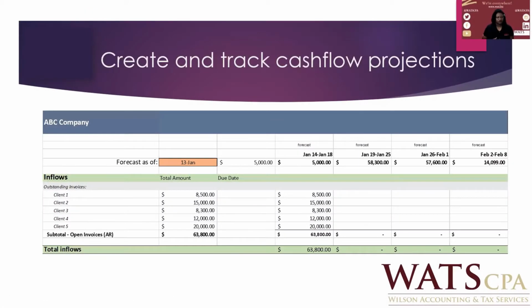So an example of a very simplified cash flow projection, we're looking here at just the inflows. In this example, ABC Company is forecasting as of January 13th, and we have a $5,000 beginning cash balance. In this example, it's a weekly cash flow. So you'll see January 14th through the 18th, the 19th through the 25th, and so on. For the next 4 weeks, we're looking at collecting $63,000 from 5 clients during the week of January 14th through the 18th, and then no cash collections for the next week.